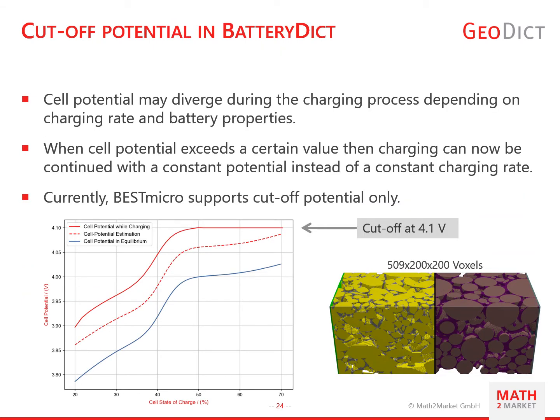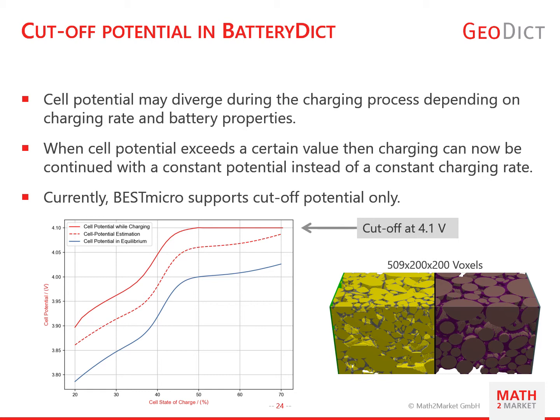Another interesting new feature is the cutoff potential for charging simulations. Depending on the charge rate, the thickness of a battery, the size of the active particles, or their diffusivity, the cell potential may diverge to very high values, and they cannot be maintained by the power supply to get a constant charge rate. This divergent behavior comes from the effect that the concentration at the Butler-Volmer interface is very small on the cathode side and very high on the anode side.